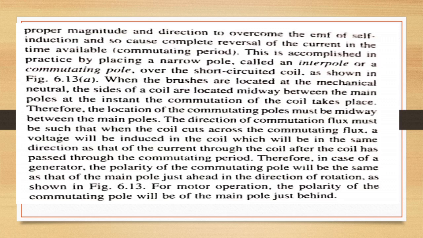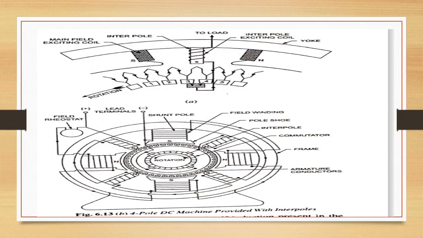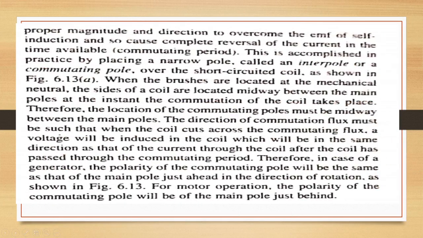This is accomplished in practice by placing a narrow pole, which is called an interpole or a commutating pole, over the short-circuited coil. See here, this is the interpole with its exciting coil. So what we are doing here is reversal of the current in the time available, and for that we are placing a narrow pole called an interpole or commutating pole over the short circuited coil.